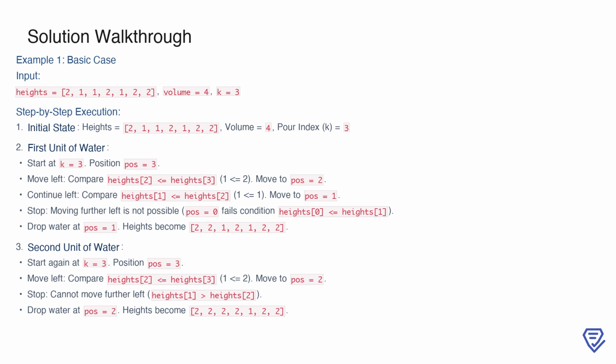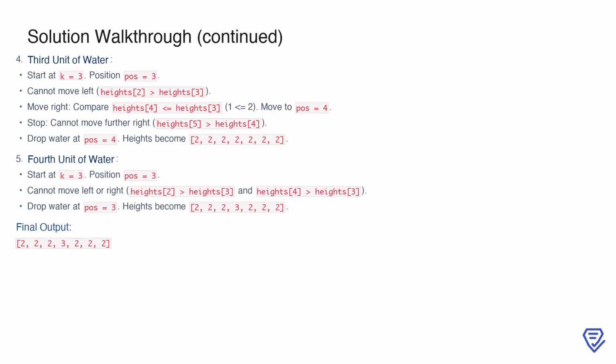Next, we pour the second unit of water. Starting again at position 3, we move left to position 2 because heights[2] is less than or equal to heights[3]. However, we can't move further left since heights[1] > heights[2]. Dropping the water here at position 2 raises its height to 2, resulting in heights 2, 2, 2, 2, 1, 2, 2. Now we proceed to the third unit of water.